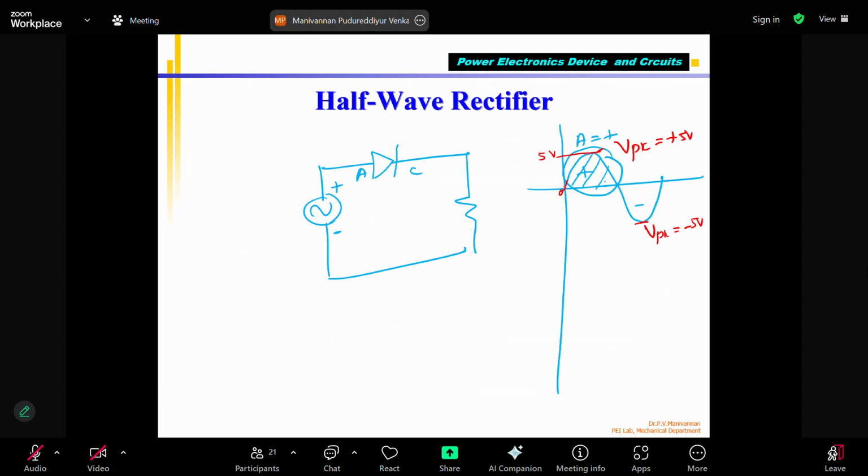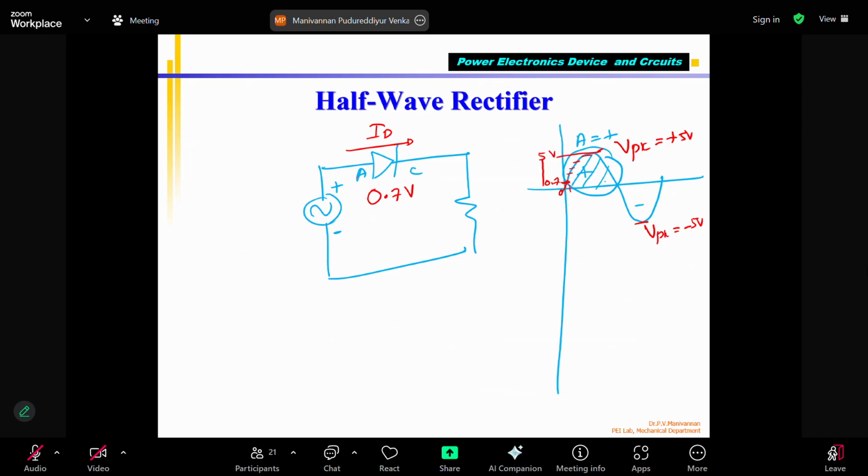As the voltage increases, 0.1, 0.2, 0.3, the current will not flow. The diode is not forward biased. Once the voltage reaches, for example, 0.7 volts, the diode automatically starts conducting and current starts flowing. Now this voltage will become 0.7 volts. Then 0.7, 1, 2, 3, 4, 5. So the supply voltage is increasing up to 5 volts.